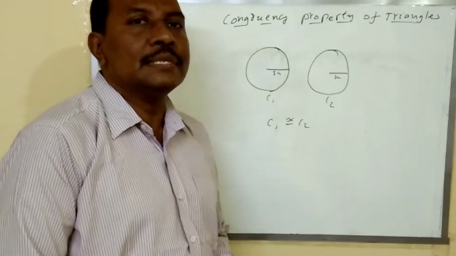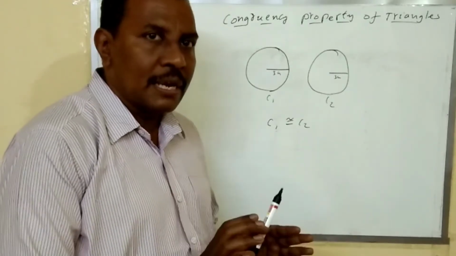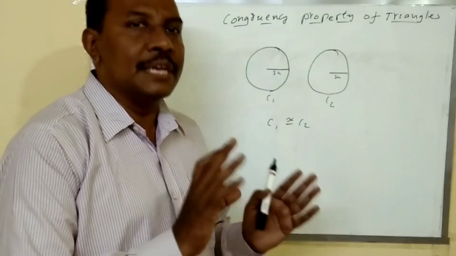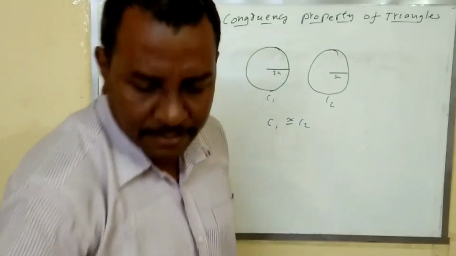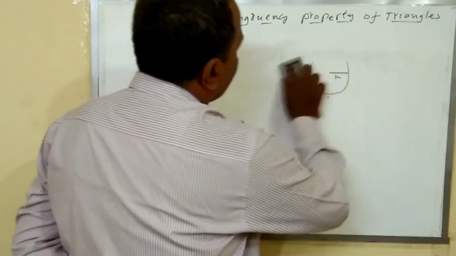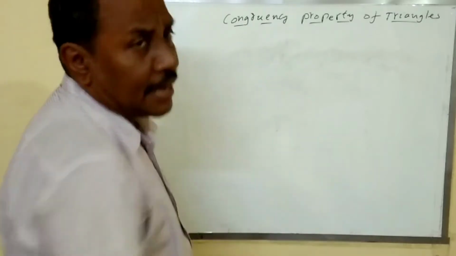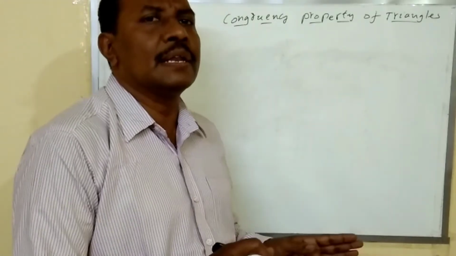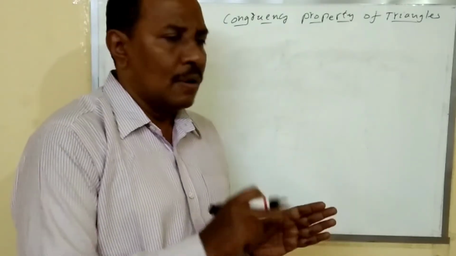So what is the congruency? Two geometrical figures are said to be congruent if they maintain the same shape and same size. In the same way, square and rectangle. What do you mean by square? Square possesses sides. All sides are equal.